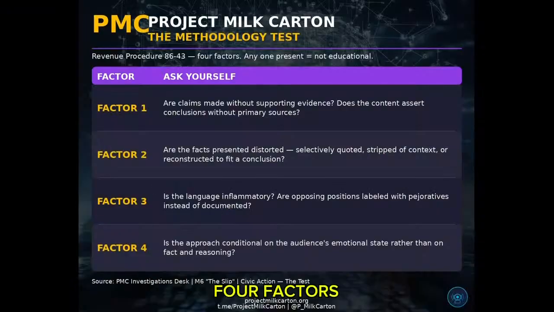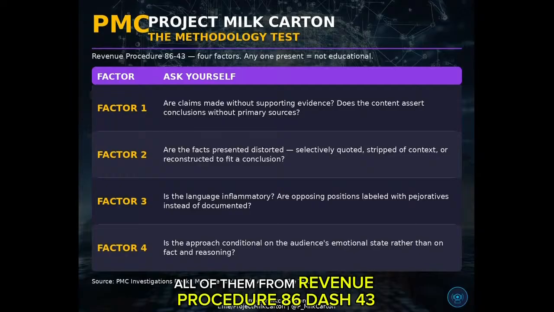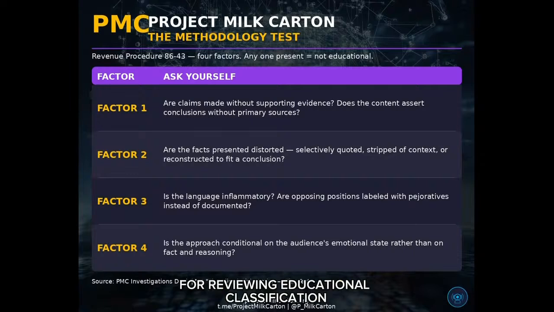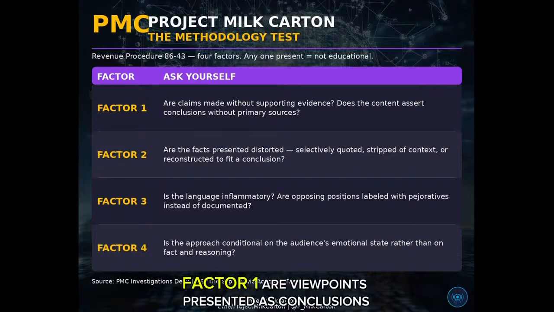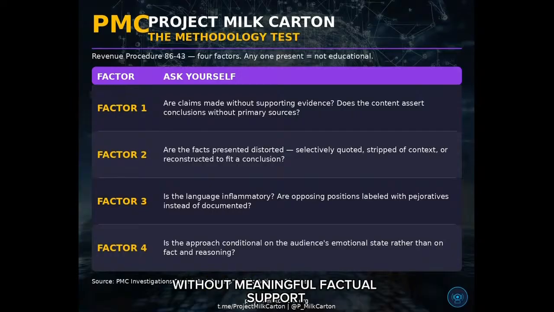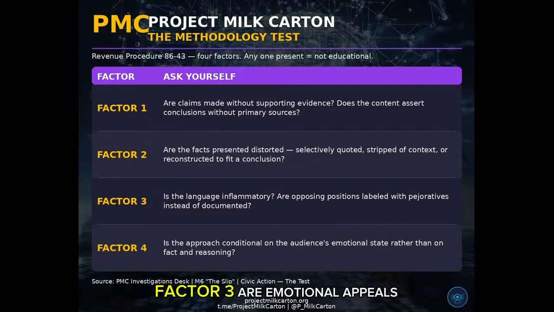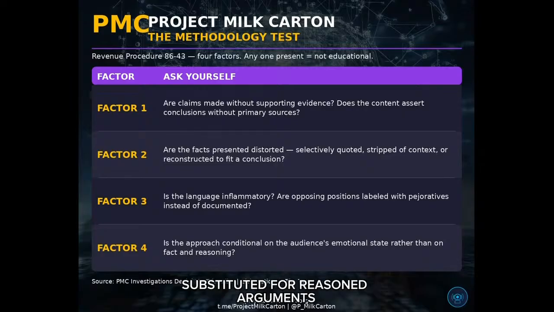4 factors, all of them from Revenue Procedure 86-43, the IRS's own procedure for reviewing educational classification. Factor 1. Are viewpoints presented as conclusions without meaningful factual support? Factor 2. Are facts distorted or selectively omitted? Factor 3. Are emotional appeals substituted for reasoned arguments? Factor 4. Is the delivery calibrated to permit an informed, independent judgment?